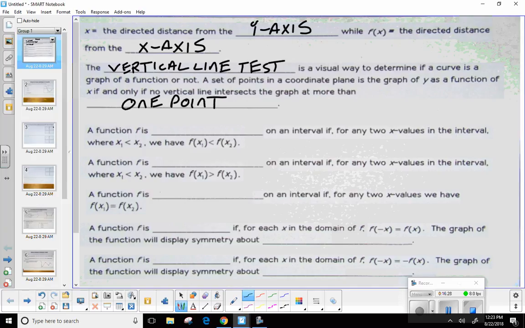Perfect. Now these three are going to be related to each other, definitely the same concept. The first one says a function f is blank on an interval if for any two x values in the interval, x sub 1 is less than x sub 2, we have f of x sub 1 less than f of x sub 2. This one starts with an I.